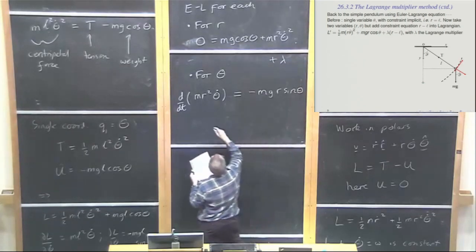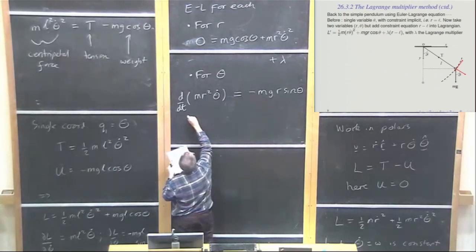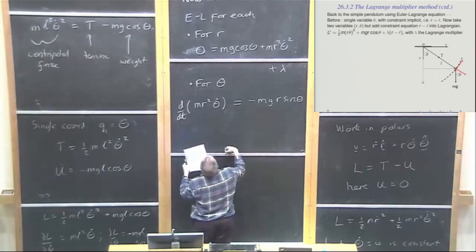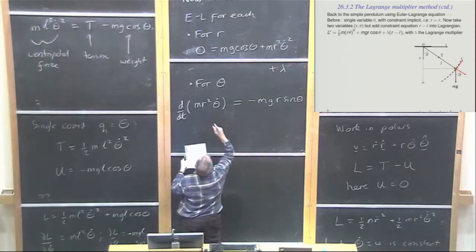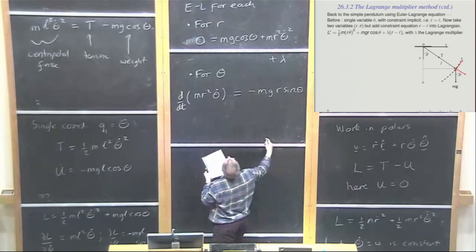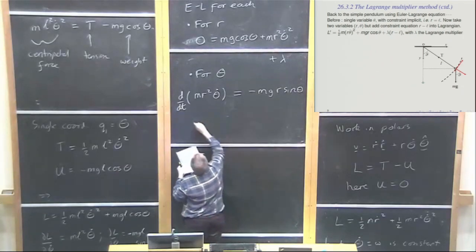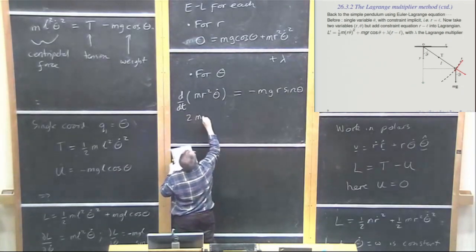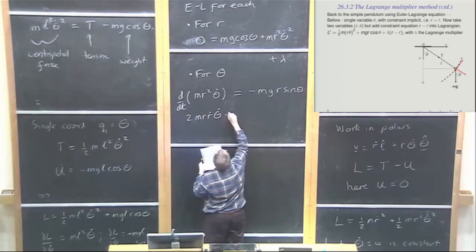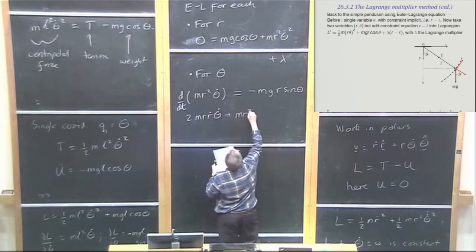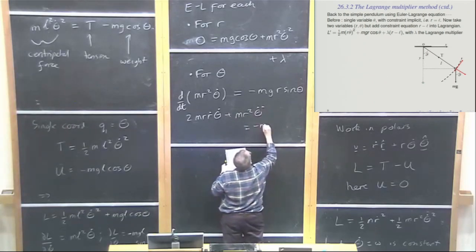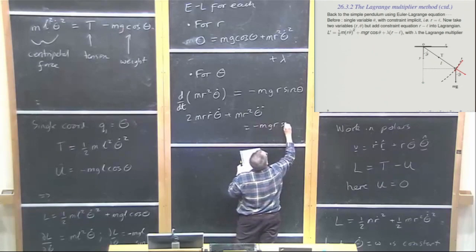So let's just differentiate this. We get, therefore, there's a half in front here as well. I want to — no, there's not a half. That's perfectly okay. So we end up with 2m r dot theta dot plus mr squared theta double dot equals minus mgr sine theta.